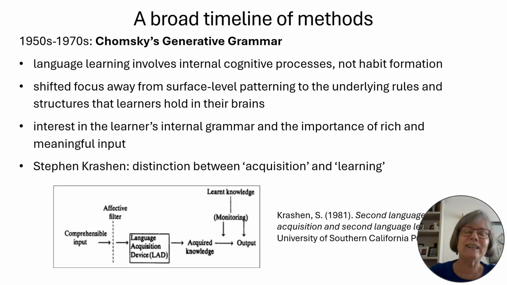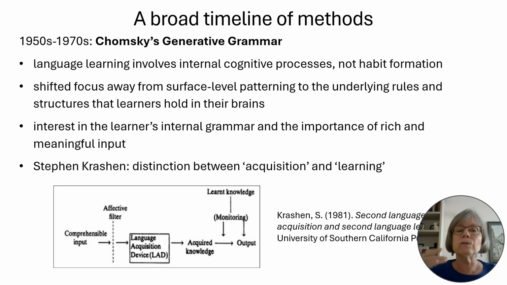Then, in reaction to that, was Chomsky's generative grammar. Now, as we'll be seeing in Unit 2, Chomsky really did not have anything to say about language teaching, okay? But he did think about language as it lives in our brains, those internal cognitive processes that allow us to generate sentences, to generate structures. It's not habit formation, it's in our brains. And so this shifted the focus away from surface-level patterning to thinking about the underlying rules and structures that learners hold in their brains.